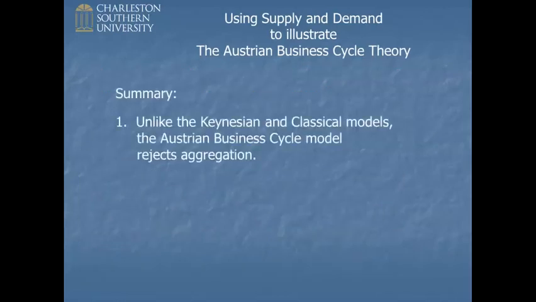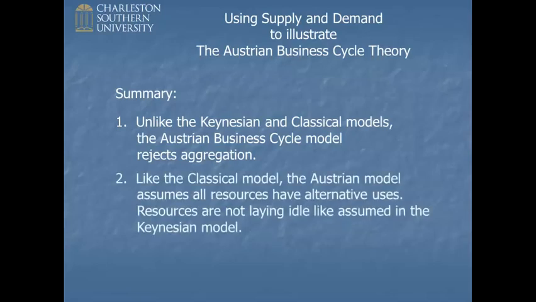So finally, let's get a little summary of what's going on here. So first, unlike the Keynesian and classical models, the Austrian business cycle model rejects aggregation in all of its forms now, not just aggregate demand and aggregate supply, but also the concept of a price level. But, like the classical model, the Austrian model assumes all resources have alternative uses. That is, resources aren't laying idle like they're assumed to be in the Keynesian model. So when the interest-sensitive industry was stimulated, the resources that they needed for that extra output had to come from somewhere, and in the Austrian business cycle theory, they are drawn away from other markets.